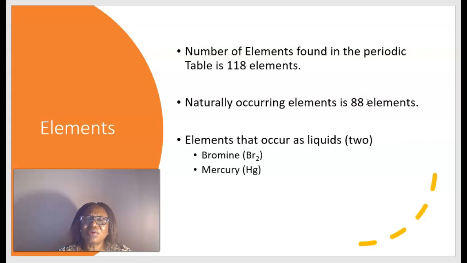So now that we know the number of elements which exist, let's try to classify them based on their states. In the periodic table, of all the elements that exist, only two are liquids: bromine and mercury. These are the two elements which are liquids.